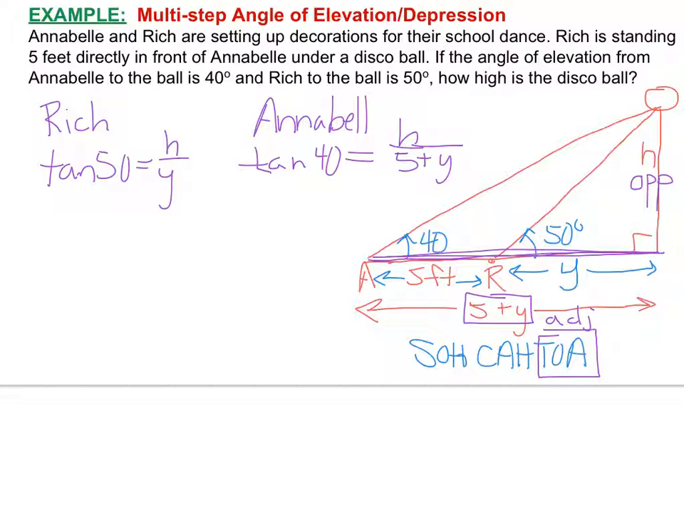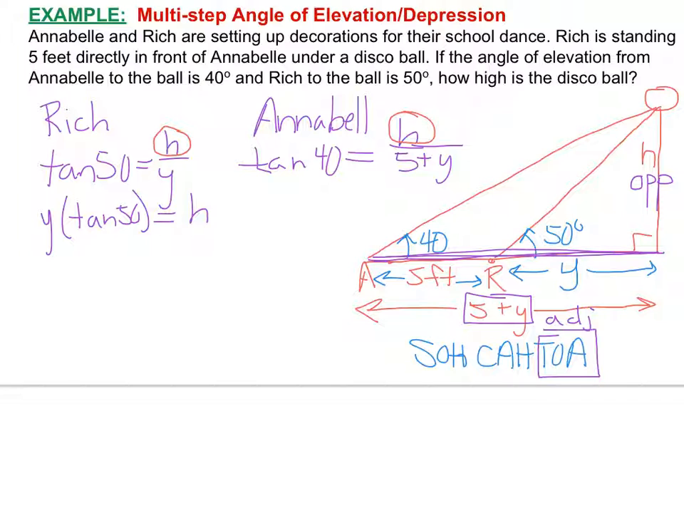So if we look at this, let me think a little bit. There are two variables in this problem, an h and a y. And h is in a position that it would be easy to solve both of these equations for h. So if we solve Rich's for h, that's going to be y times tangent of 50 is equal to h.